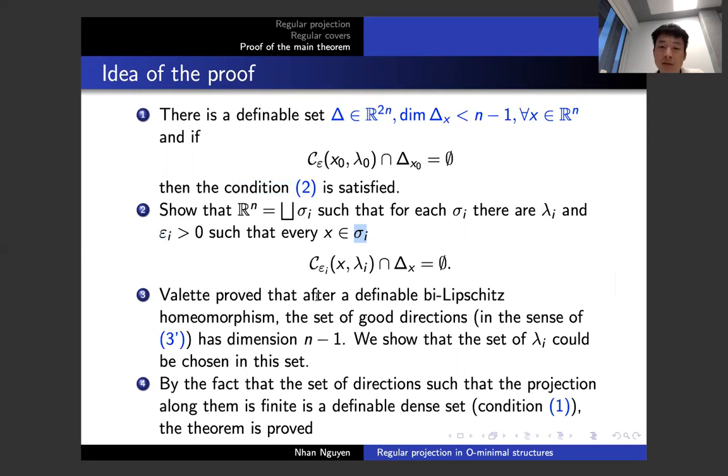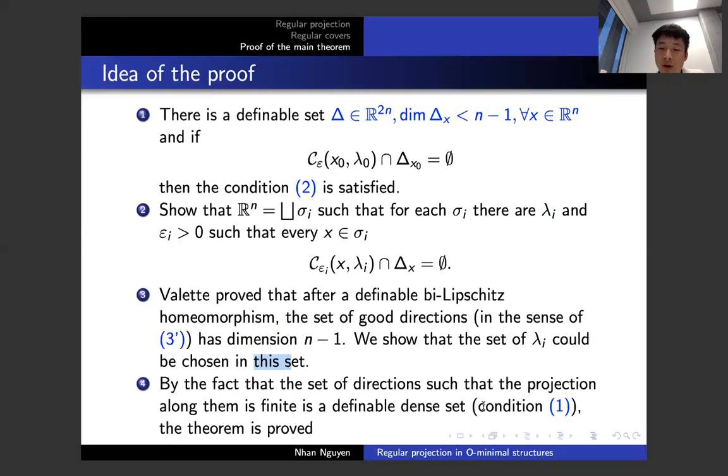To deal with condition 3 or condition 3 prime, we use the result of Nguyen-Valette. Nguyen-Valette proved that after a definable bi-Lipschitz homeomorphism, the set of good directions in the sense of condition 3 prime, which means the angle between the direction and the tangent space is bounded away from 0, is not small. It means it has dimension n minus 1. We show that the direction lambda i here could be chosen inside the set of good directions, and then condition 3 prime is satisfied.